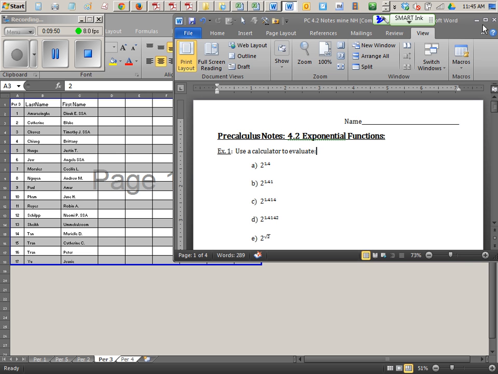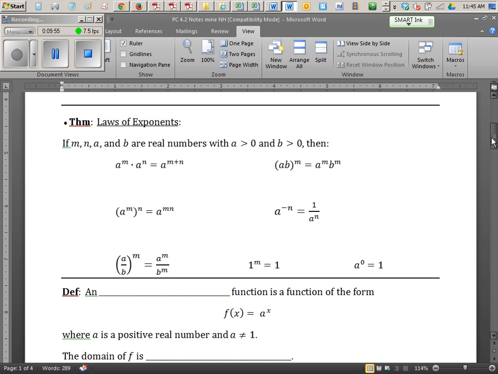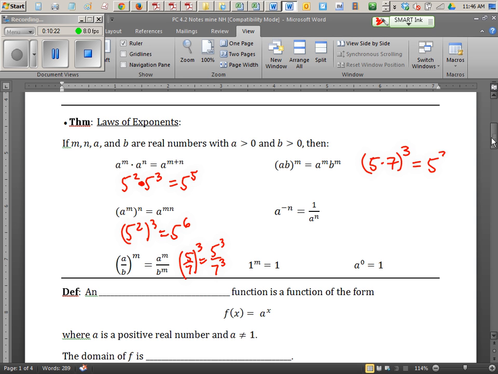Okay, let's go on to the next part here. Laws of exponents. This isn't new. This is just saying things like, 5 squared times 5 to the third is 5 to the fifth. But if you do 5 squared and it's cubed, that's 5 to the sixth. You guys know these rules. And if you have like 5 over 7 and it's cubed, you can write that as 5 cubed over 7 cubed. No surprise there. If you have like 5 times 7 and it's quantity cubed, you can write that as 5 cubed times 7 cubed.